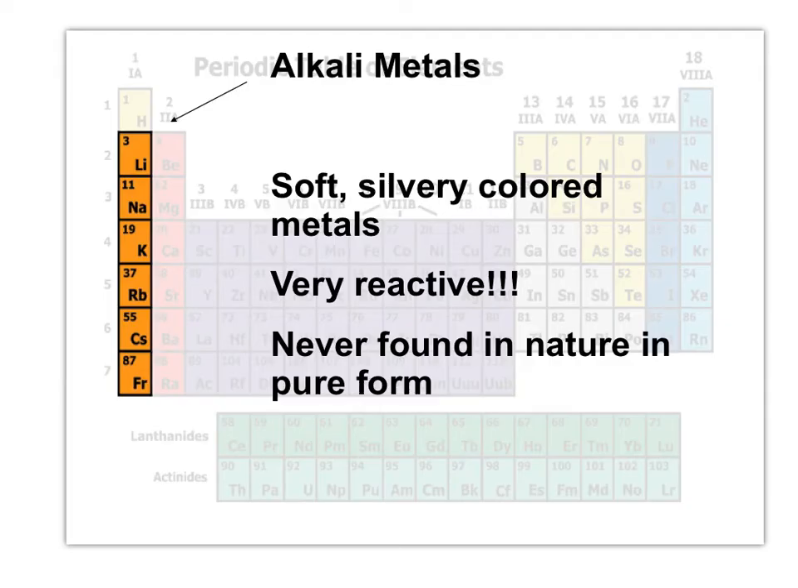So here's our first group, our first family. It's called the alkali metals, right? And it is group 1 on the periodic table except for hydrogen. Hydrogen's kind of like the black sheep of the periodic table.